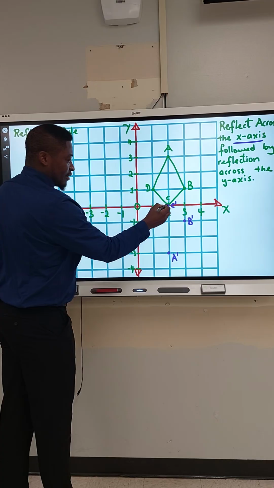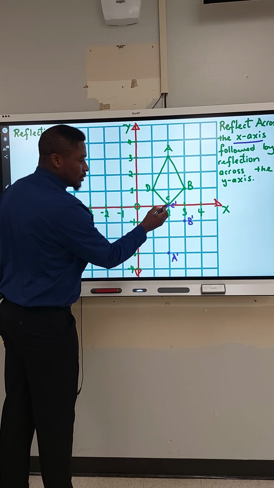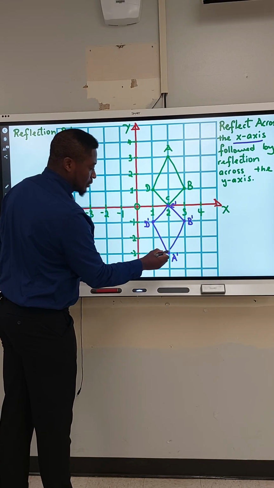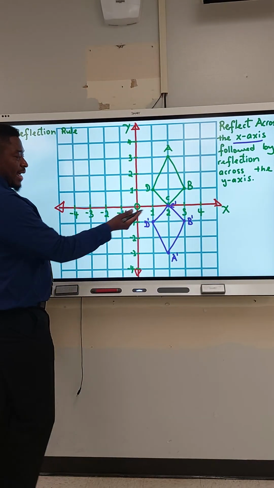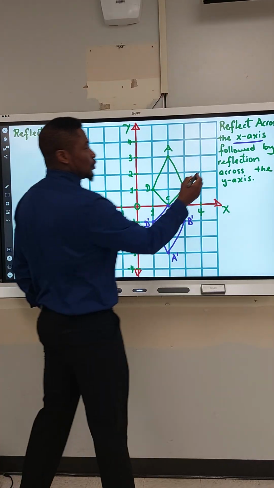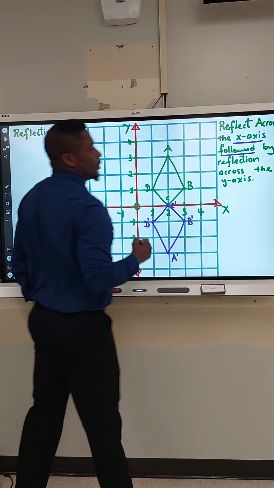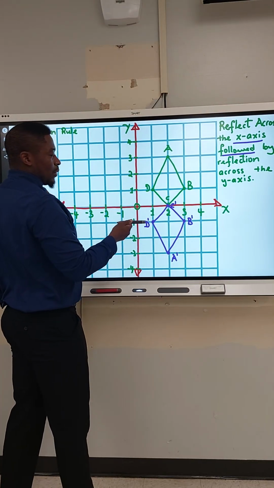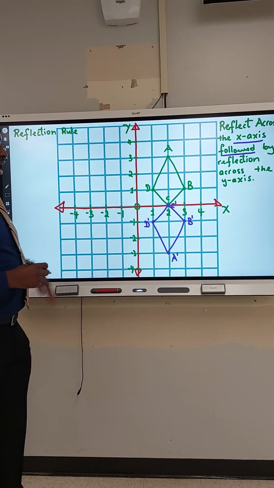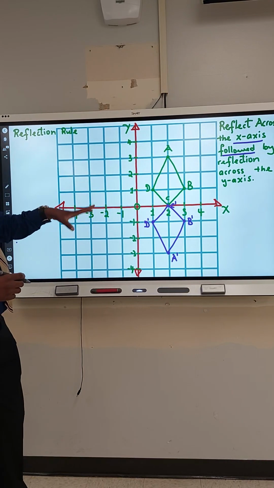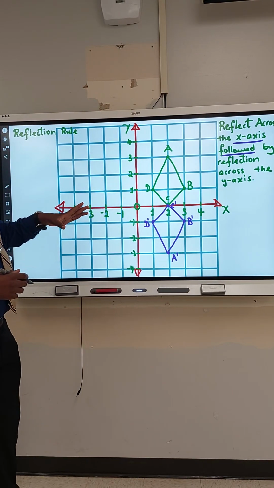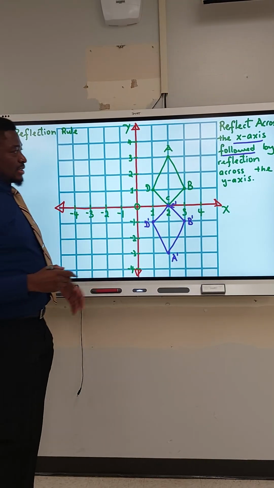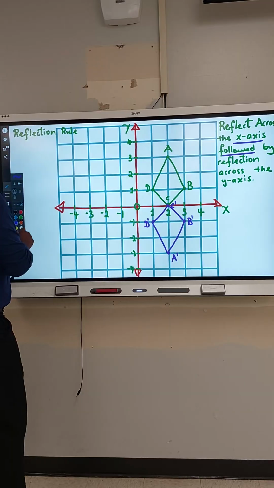And now we have reflected the kite, this quadrilateral, across the x-axis. Now we want to do a follow-up reflection. That means we want to reflect after reflecting across the x-axis. We want to proceed to reflect that image across the y-axis. So now we want to reflect across the y-axis.